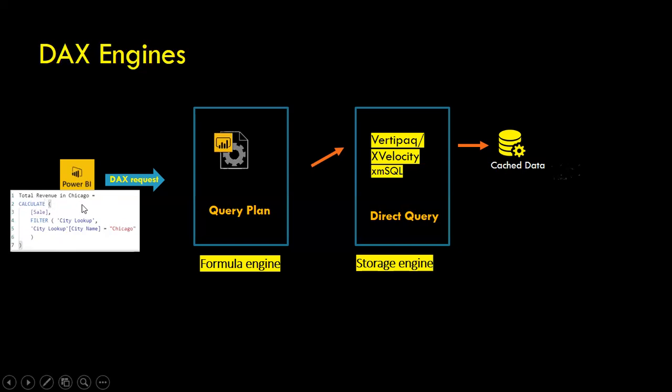You drag and drop this measure into a visual, a table visual or a column chart visual. All we do is drag and drop the measure we created, like total revenue in Chicago, into a table or a column chart. Behind the scenes, the formula engine is responsible for accepting the DAX query, processing it, and generating the query plan. Very simple. Think of the formula engine as the one responsible for accepting whatever you drag and drop, and then it processes this query and generates a query plan.